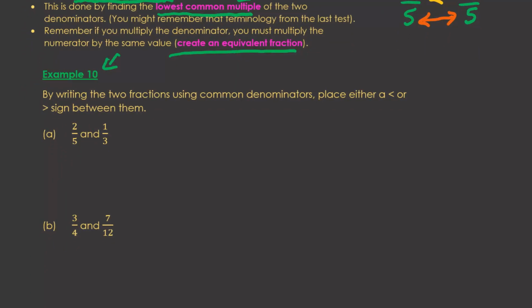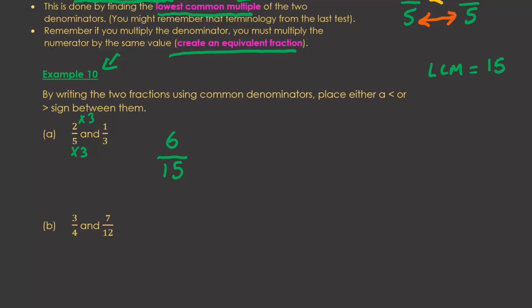So coming to the examples we have down here, 2/5 and 1/3. Now the lowest common multiple of 5 and 3 is 15. So we could make these both into fractions over 15. Now, with the fifths, what have I done? I've multiplied that by 3. So I have to do the same to the numerator up here. I have to multiply that by 3 as well. And so that's 6 over 15.